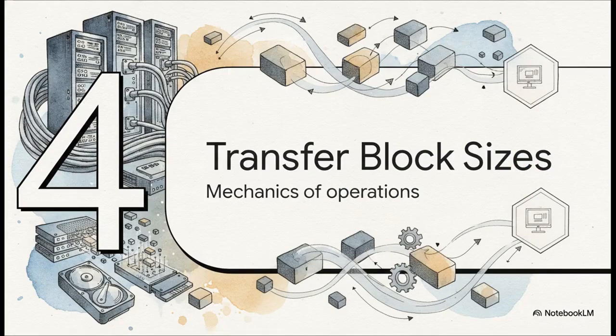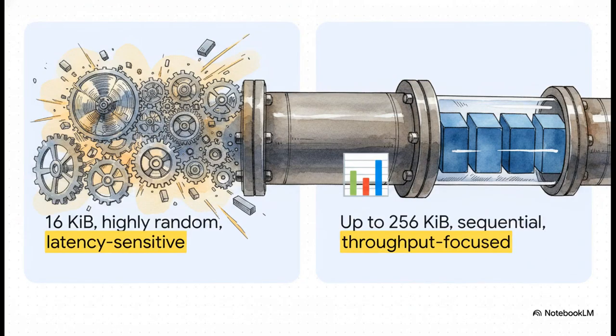Let's dive into Section 4, measuring transfer block sizes. Now we need to look at the actual mechanics behind these operations. IOPS don't just exist in a vacuum, right? They are intrinsically tied to block sizes. Take transactional databases, or OLTP. They require small, rapid-fire operations, typically sitting right around 16 kilobytes. They are highly random and incredibly sensitive to any latency.